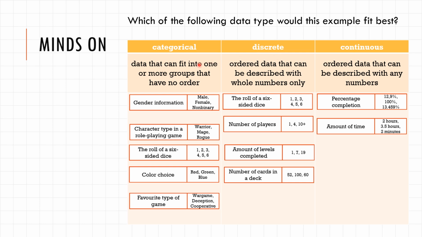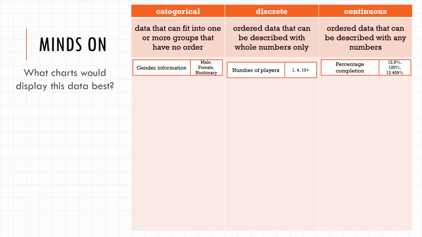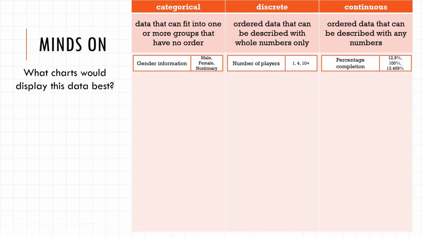And now if we can look at data and very easily classify it in one of these three, what do we do if we know what type of data we have? Well, to help us understand that data better, we would make a chart. But we have to pick the chart that best fits this data. A chart that would really help us actually understand the data.